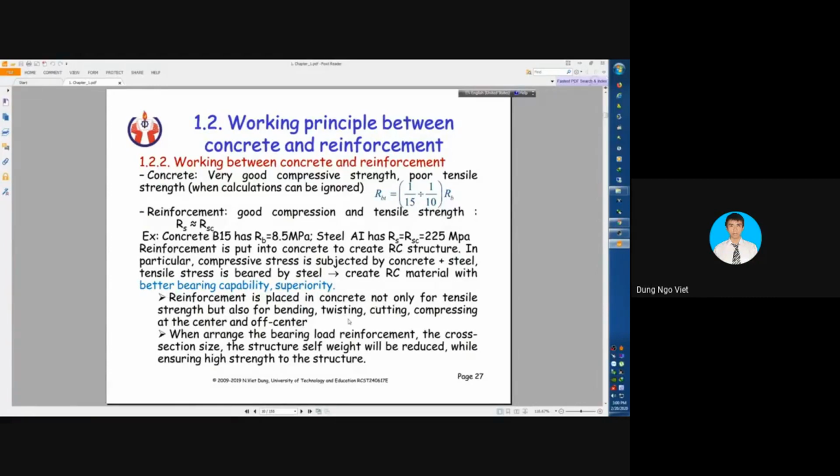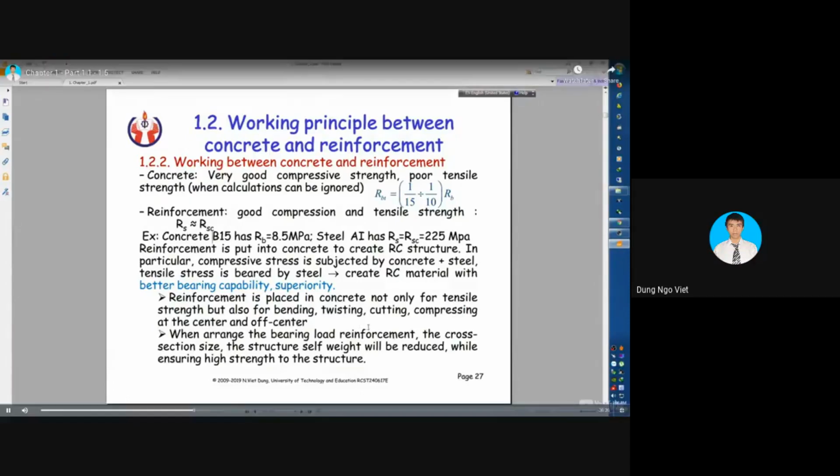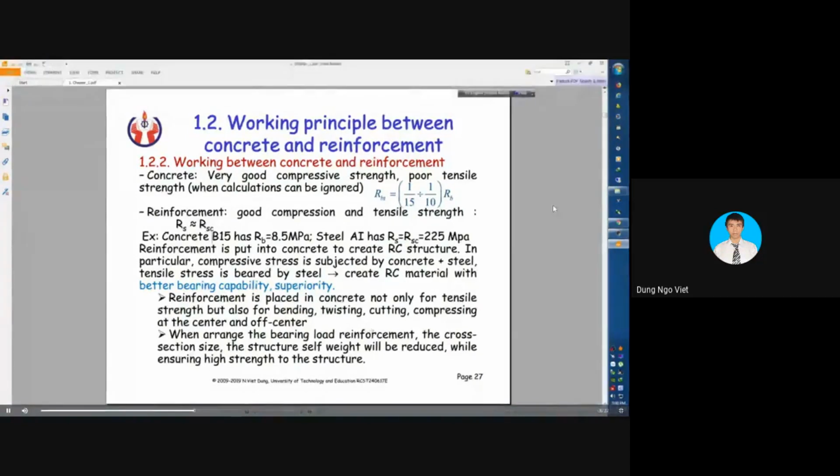Reinforcement is placed in concrete not only for tensile strength but also for bending, twisting, cutting, compressing at the center and off center. When reinforcement is arranged to bear the building loads, the cross-section inside the structure will be reduced in weight, while ensuring high strength to the structure.